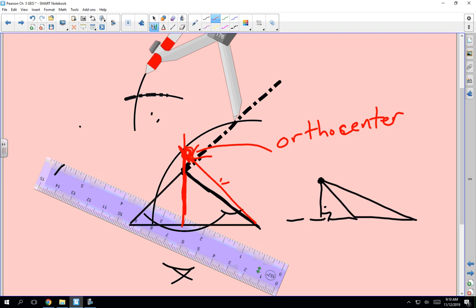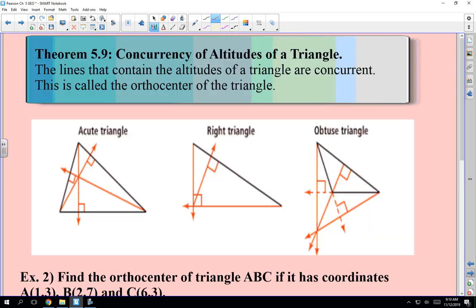Okay. An orthocenter? I don't think I've ever been to an ortho center, but there's an orthocenter of a triangle. All right. So, concurrency of altitudes of triangles.